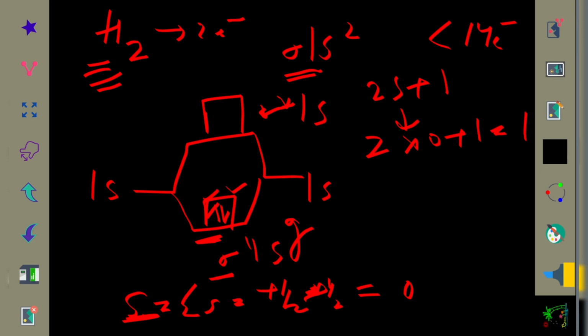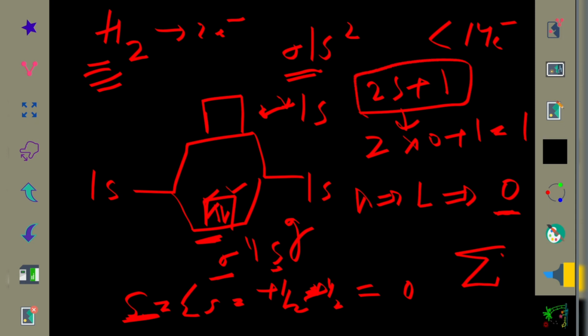Now let's find the lambda value. The lambda value for this particular state will be similar to the L value. All of you know, for the s orbital we have L equal to 0. That means the state will be sigma, right? Sigma, and the multiplicity, 2S plus 1, was 1. And the symmetry for this sigma 1s is gerade. It is symmetric.